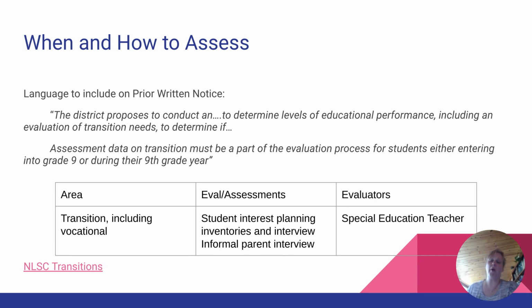So when you're creating your prior written notice, you'll have a drop-down space for you to write the area that's to be evaluated, what type of evaluation or assessment is going to be done, and who that evaluator is. Now in this example here, you'll see that we have listed transition as the area to be evaluated. And the evaluation and assessments that I'll be using are student interest planning inventories and interview, and then an informal parent interview. And the evaluator in this case is the special education teachers.